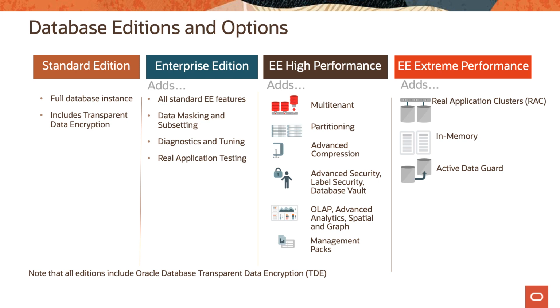And then finally, once you get to the enterprise edition extreme performance, this will give you everything that is there in enterprise edition high performance, but you'll also get real application clusters, the in-memory option, which is available in database edition 12c and higher, and you also get active data guard.